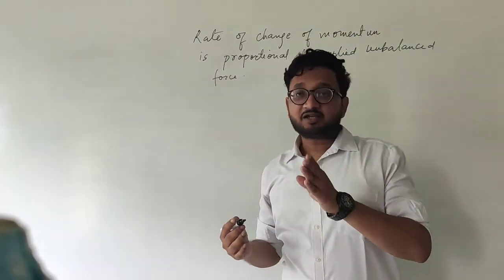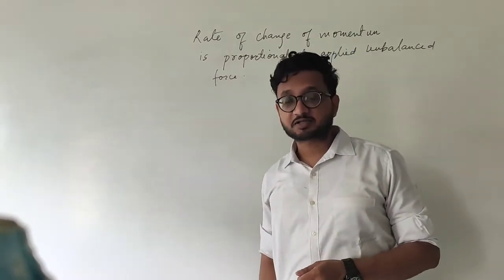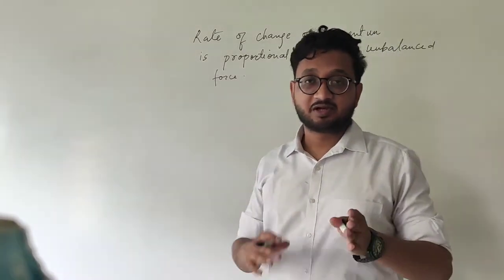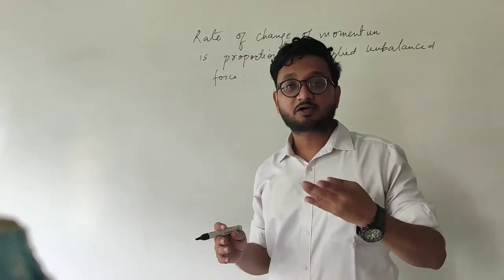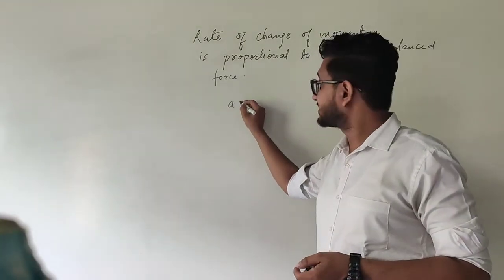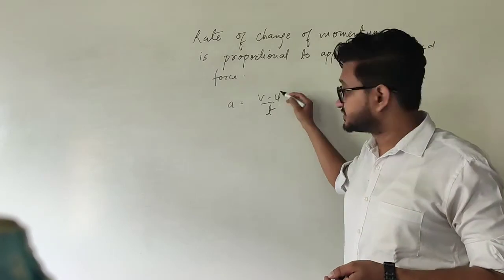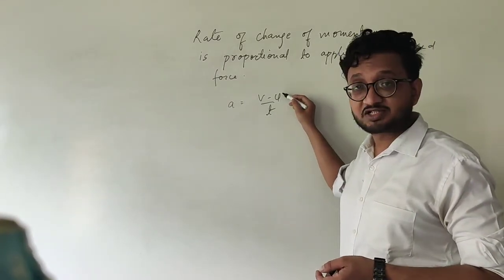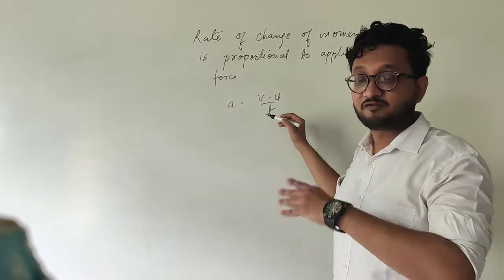So we go back to the first chapter, that is motion. If you remember, acceleration. What is the definition of acceleration? Rate of change of velocity. Rate means the amount of time. Okay, don't get confused. So acceleration stated that a is equal to v minus u upon t. Rate of change, that means change in velocity in certain amount of time. Rate of change of velocity.